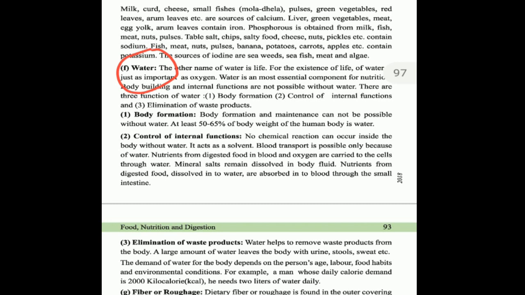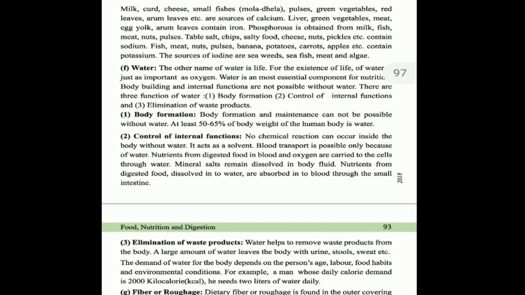What is the importance of water in our body? The other name of water is life. For the existence of life, water is just as important as oxygen. Water is the most essential component for nutrition. Body building and internal functions are not possible without water. There are three functions of water: body formation, control of internal functions, and elimination of waste products.